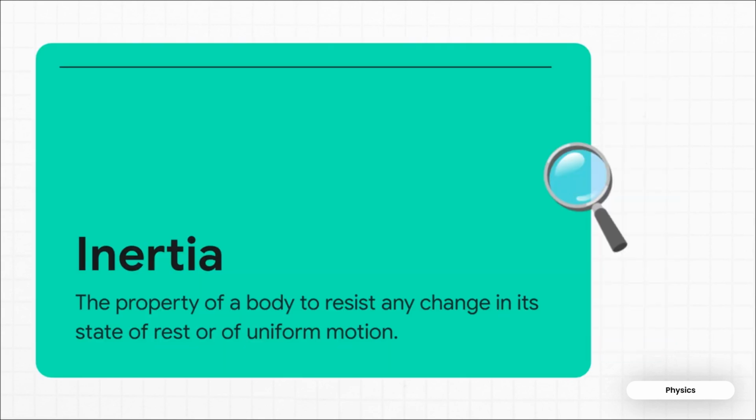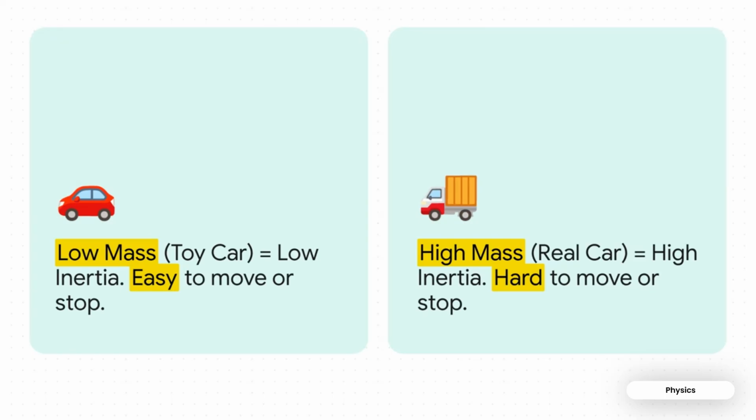And this property that makes an object resist the change in its state, it fights against that change. That is what we call inertia. In simple words, it's an object's stubbornness. It's ziddi. You know that feeling when a bus suddenly starts moving and you get thrown backward? That's your body resisting the change. That's inertia in action.